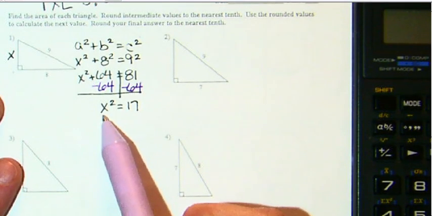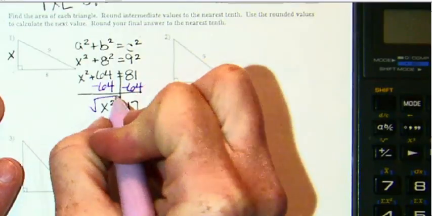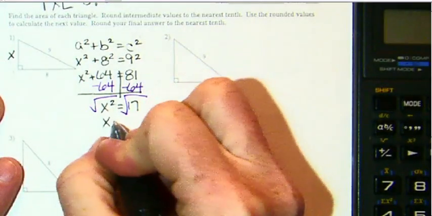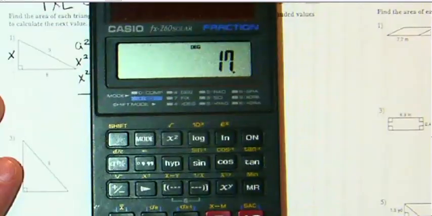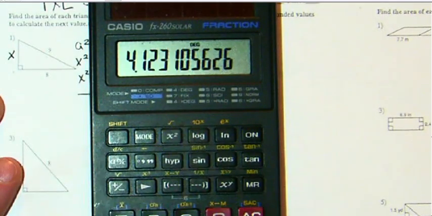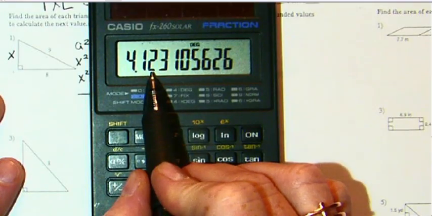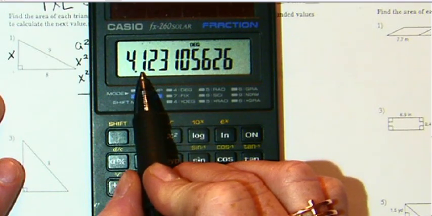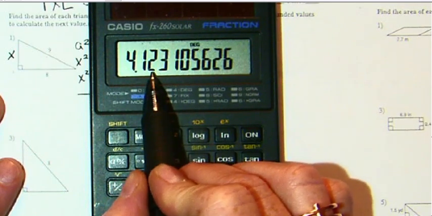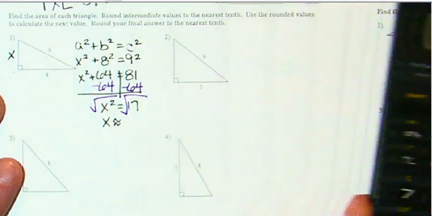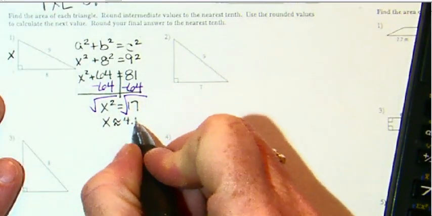So in order to get x all by itself, we're going to take the square root of both sides, and x is going to be approximately, let's take 17, shift square root. Our directions tell us to round to the nearest tenth, so this is approximately 4.1. Remember that if the number to the right was a 5 or higher, that would tell us to increase this number. But because this number is lower than 5, we're going to leave the 1 as is and not round up. So x is approximately 4.1.